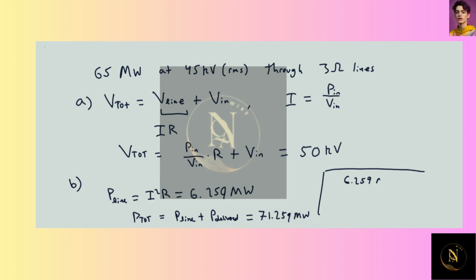So now, the fraction of power lost is the power lost, 6.259 megawatts, over the total power delivered, 71.259 megawatts. And this turned out to be a fraction, or rather a percentage, of 8.78%. So this is the fraction of power lost through the power lines. And those are our final answers.